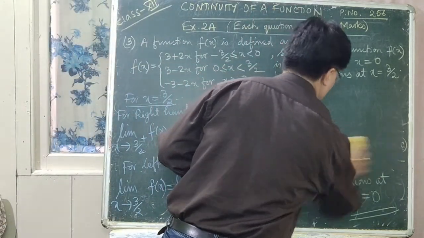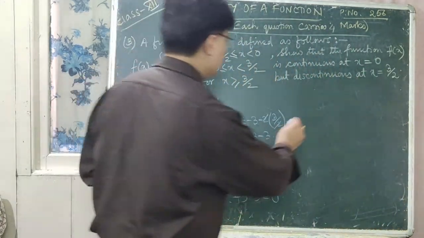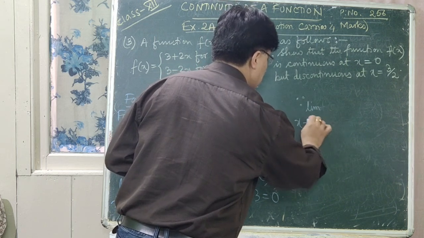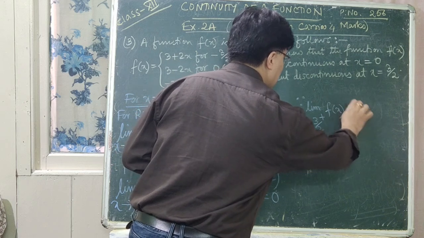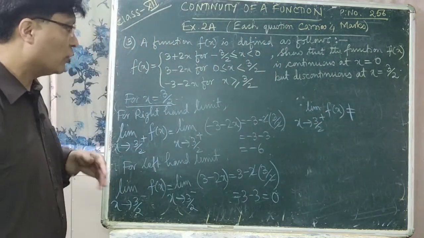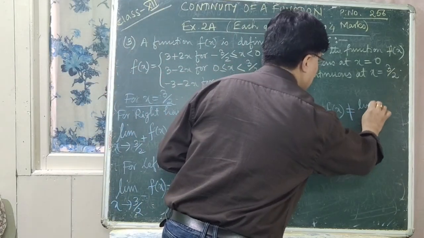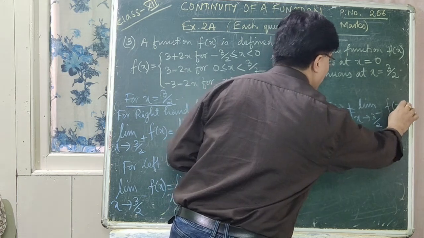So write down. So you write, since limit x tends to 3 by 2 plus f of x, that is your right hand limit, not equal to limit x tends to 3 by 2 minus f of x.